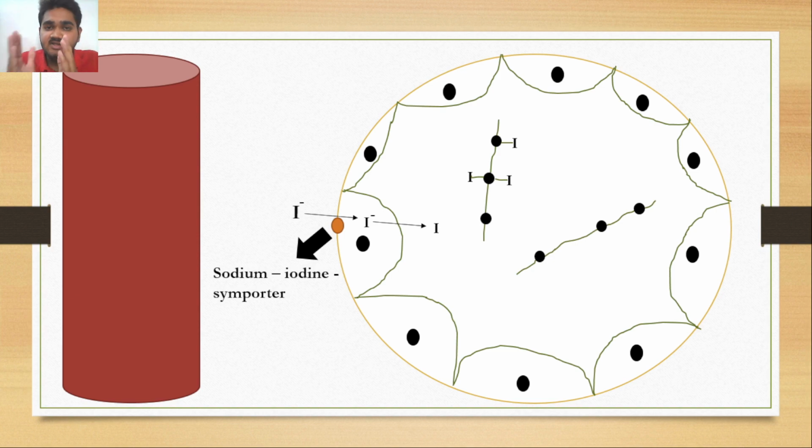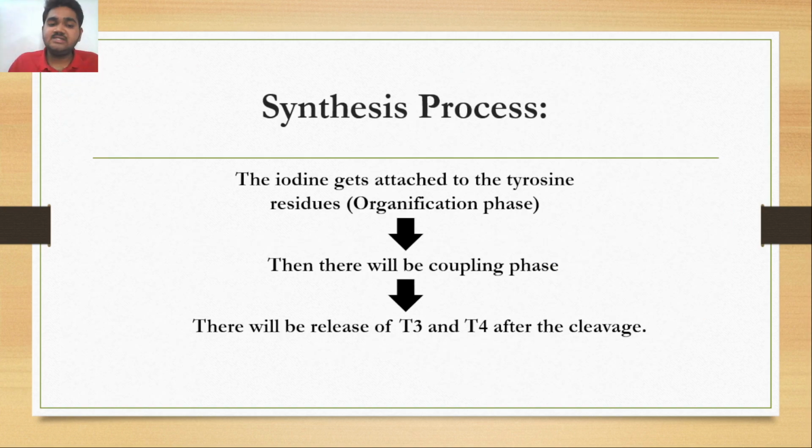So, as soon as the whole thyroglobulin comes inside the cuboidal epithelium, there will be different proteolytic enzymes, and these different proteolytic enzymes will cleave our thyroglobulin at different sites, and it will result in the formation of our T3 and T4. And the T3 and T4 released after our cleavage, after the activity of the proteolytic enzymes, will get released into our blood stream, and then T3 and T4 in the blood stream can work on its target receptors. So once again, there will be release of our T3 and T4 after the cleavage.